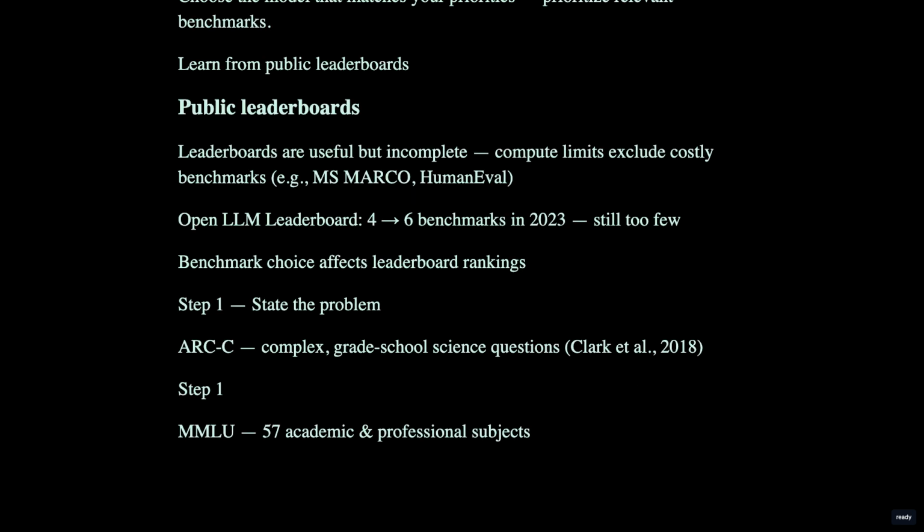MMLU, introduced by Hendrycks et al., 2020, is a broad benchmark that evaluates models' factual knowledge and reasoning across 57 subjects. For example, elementary math, U.S. history, computer science, and law. It's used to measure how well systems generalize across diverse academic and professional domains.